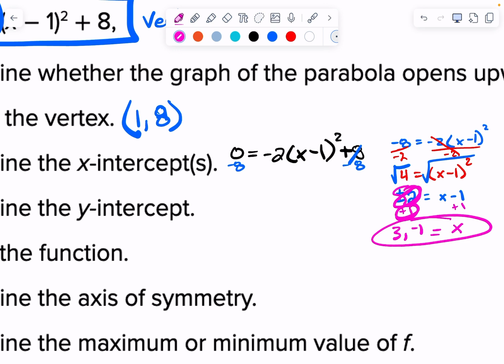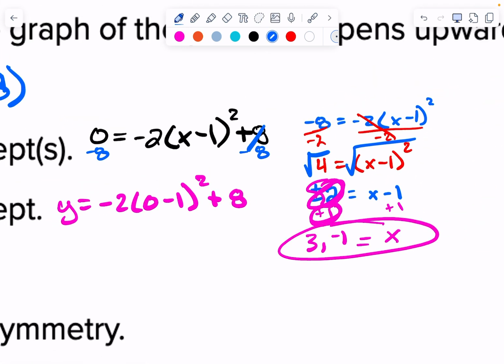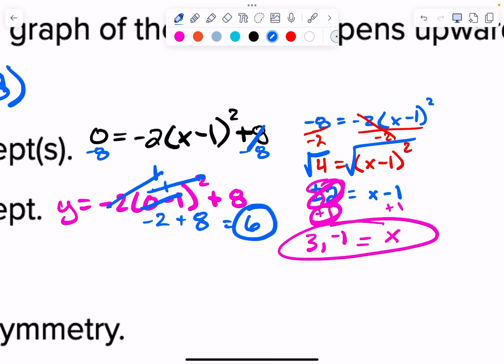Y-intercepts. If I plug 0 in for x, I've got y equals negative 2 times (0 minus 1) squared plus 8. Now I just do the algebra. What do you do first? 0 minus 1 is negative 1. Negative 1 squared is 1. Negative 2 times 1 is negative 2. Negative 2 plus 8 is 6. So the y-intercept is 6.